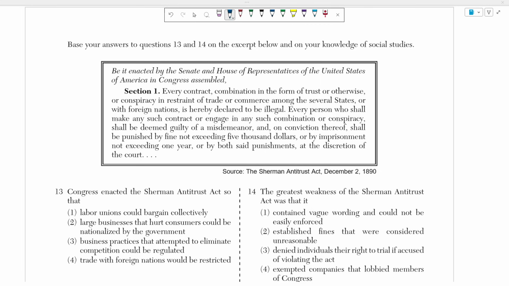So eventually what the U.S. government decided to do was pass the Sherman Antitrust Act to eliminate or bust all these large monopolies which were dominating the economy and harming their workers and harming the local businesses. So what it did was it ensured that business practices attempted to eliminate the competition could be regulated, right?